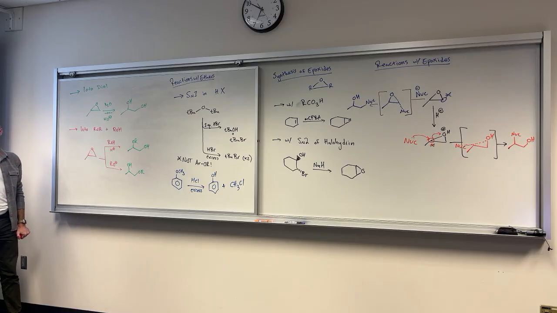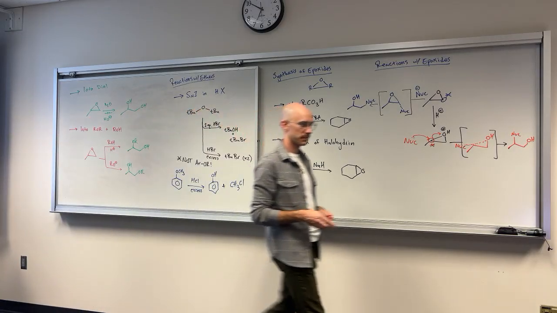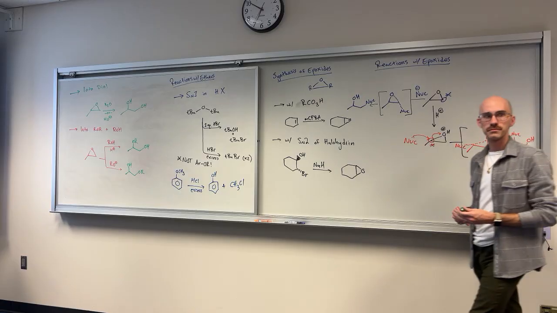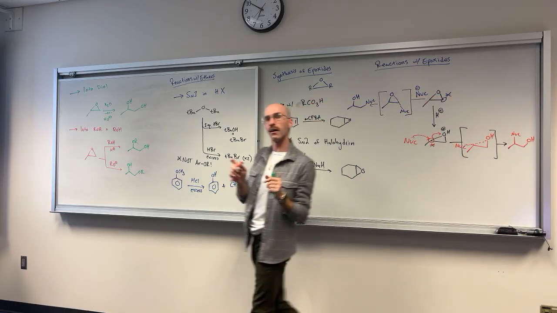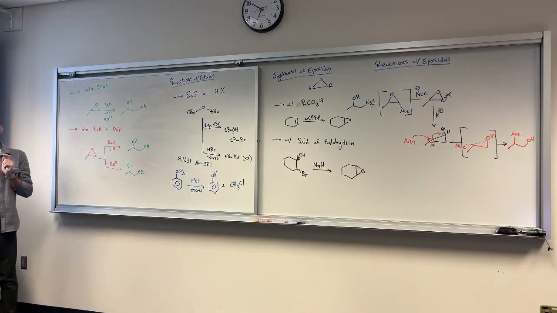What's the relationship between those two products? Structural isomers. That's one of the key pieces of epoxide synthesis, structural isomerism. Which structural isomer are you looking for? That tells you which conditions you need to use, whether you need to have acid or whether you need to have nucleophilic.